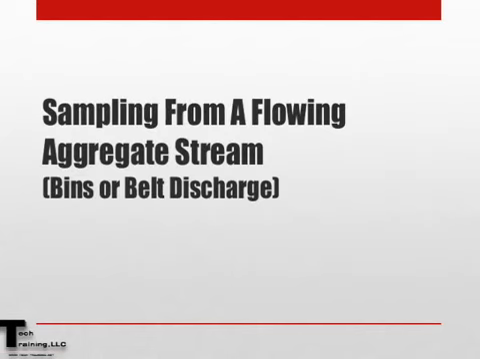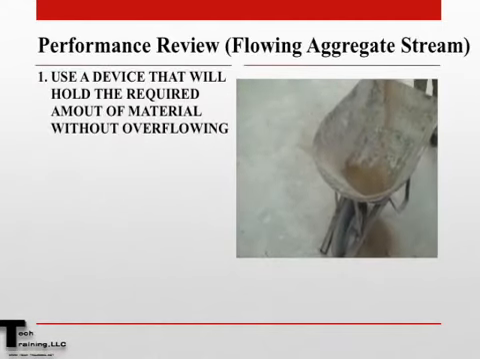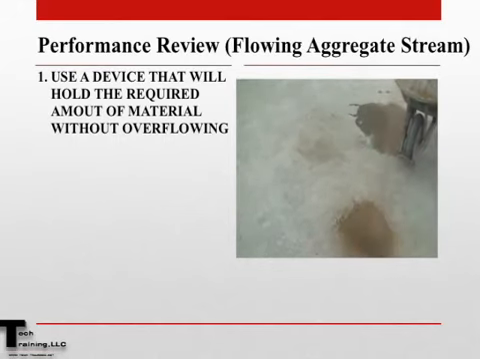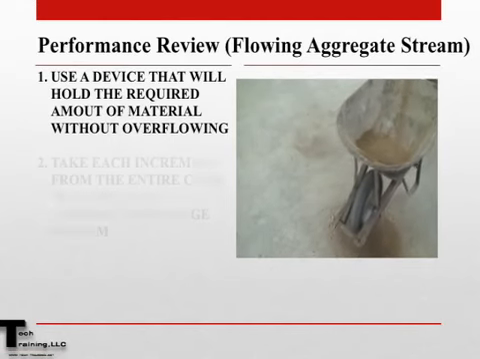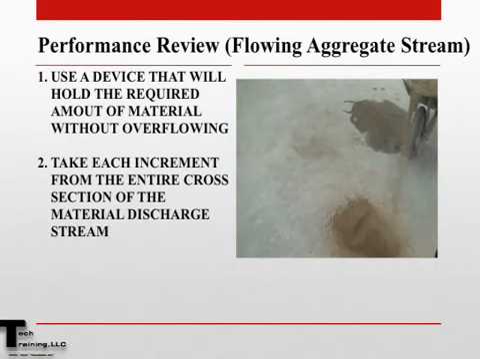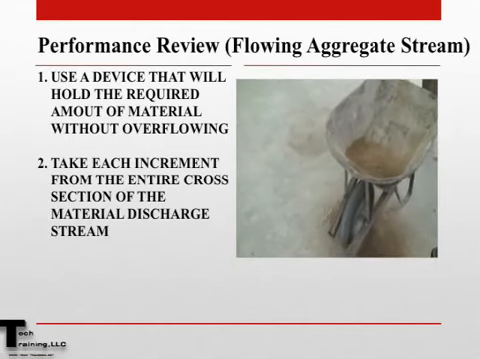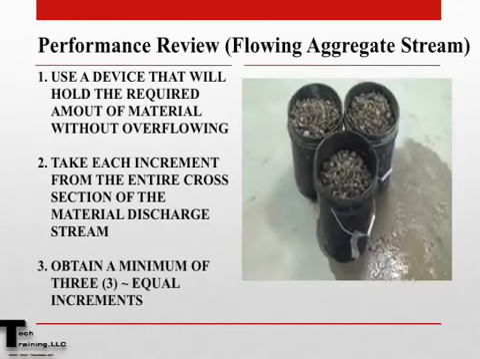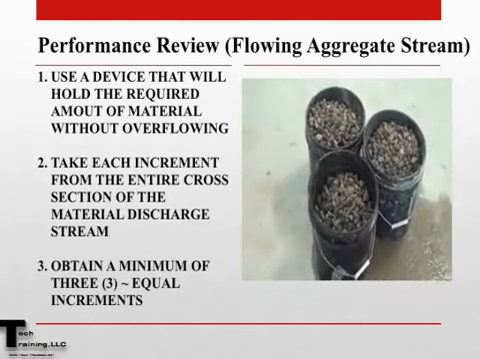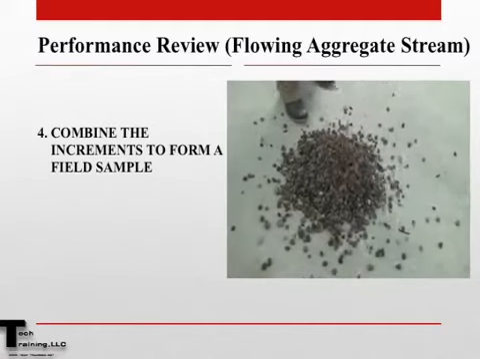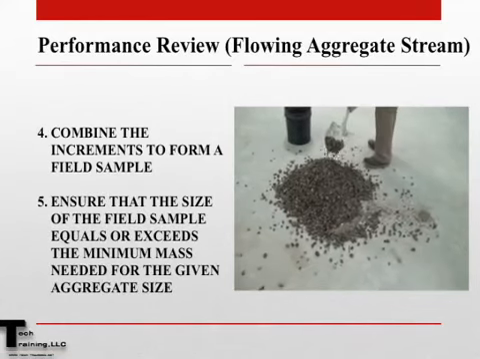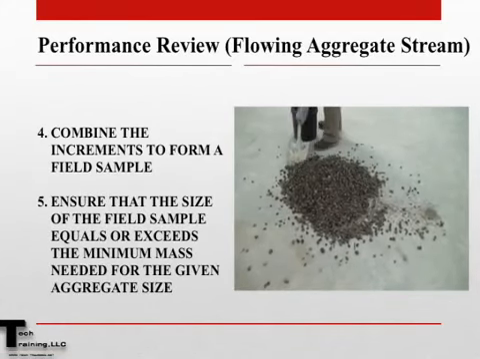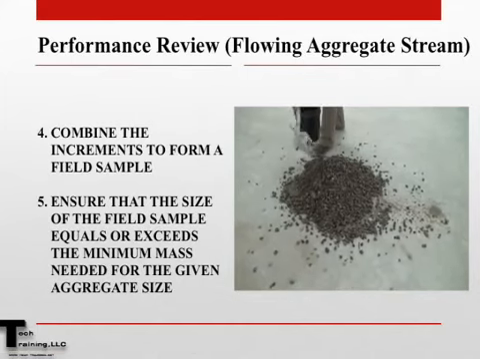Let's now review sampling from a flowing aggregate stream. When sampling from a flowing aggregate stream, be sure to use a device which will hold the required amount of material without overflowing. Take each increment from the entire discharge stream. Obtain a minimum of 3 equal increments. Then, just as before, combine these increments to form your field sample. Then ensure that the size of the sample meets or exceeds that which is required for a given aggregate size.